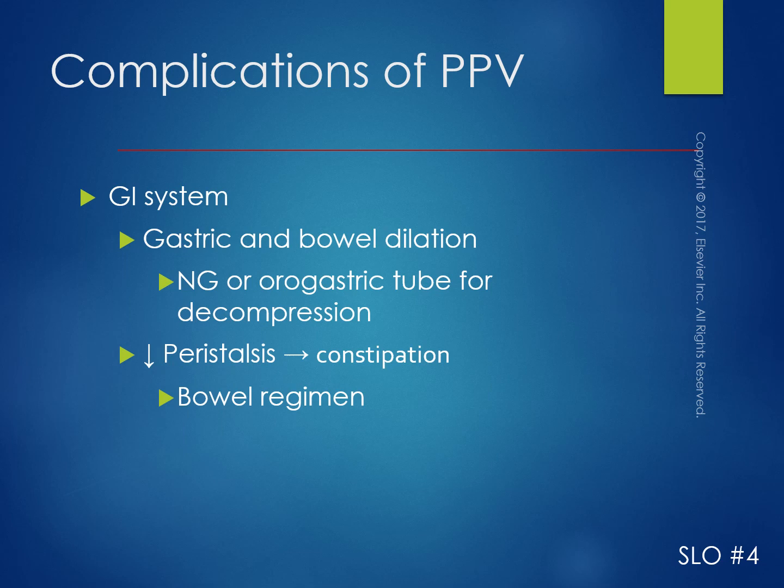Decreased peristalsis can cause constipation, so we'll put the patient on a bowel regimen. This can include stool softener, may include some type of laxative. If that doesn't work, then we'll look at a rectal suppository, or lastly, an enema if needed.